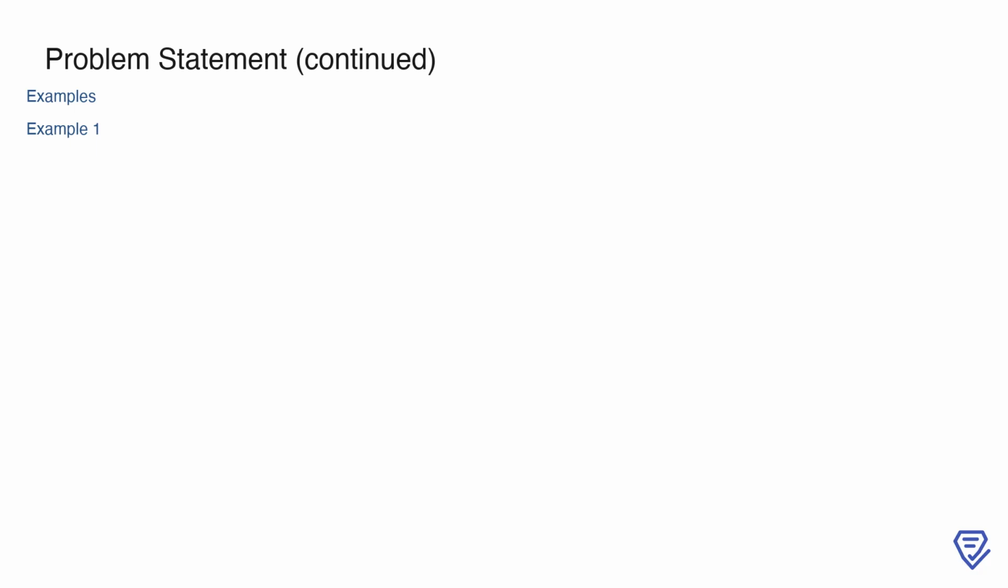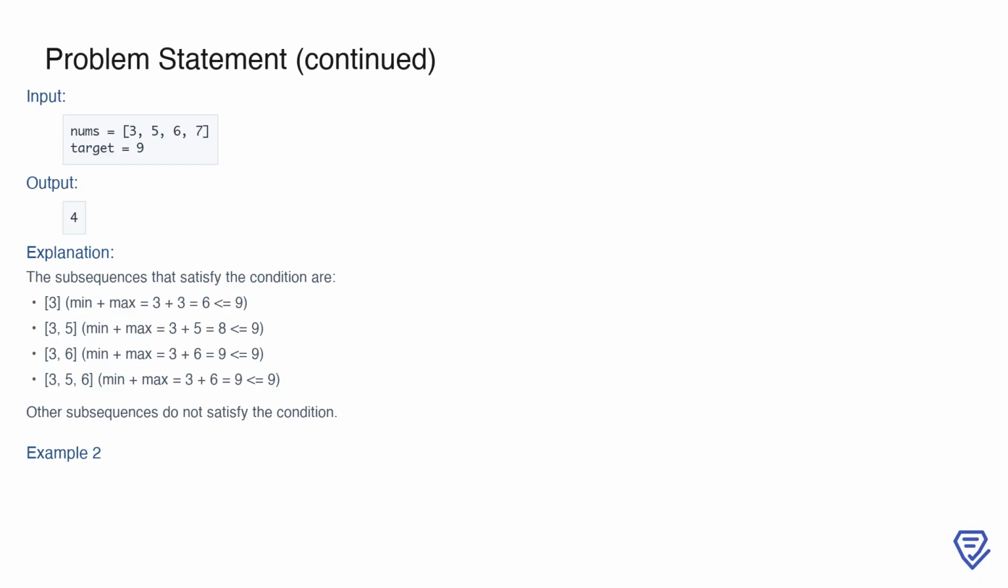For example, suppose nums is [3, 5, 6, 7], and the target is 9. The output is 4 because there are 4 subsequences that meet the condition. These are [3], where the minimum and maximum both equal 3, so their sum is 6, which is less than 9; [3, 5], where the minimum is 3 and the maximum is 5, giving a sum of 8, which is also less than 9; [3, 6], where the sum of the minimum and maximum is exactly 9; and [3, 5, 6], where the minimum is 3 and the maximum is 6, giving a sum of 9 as well. Any other subsequences either have a minimum and maximum sum greater than the target, or the subsequence is empty, which is not allowed.